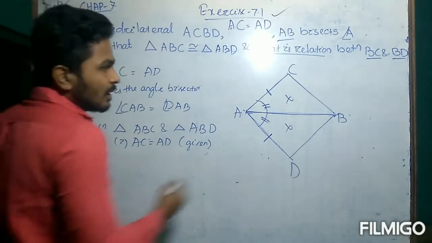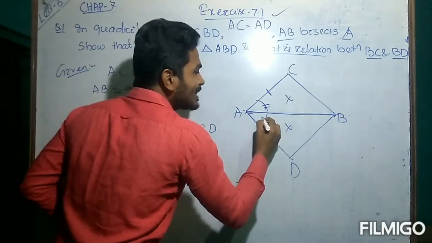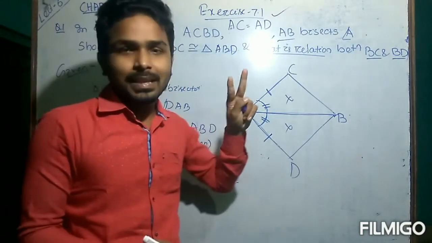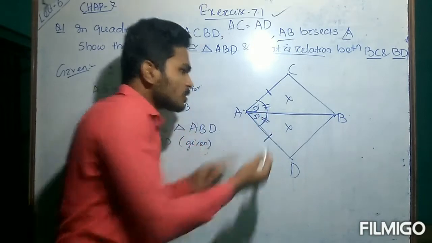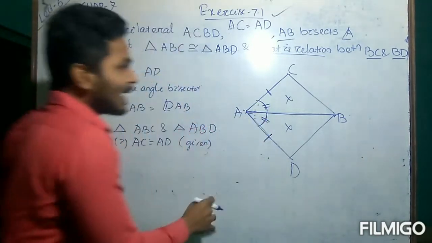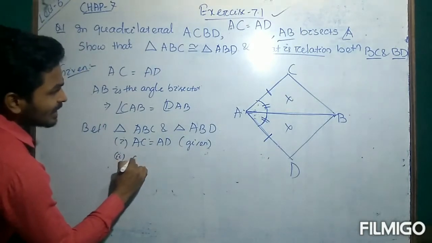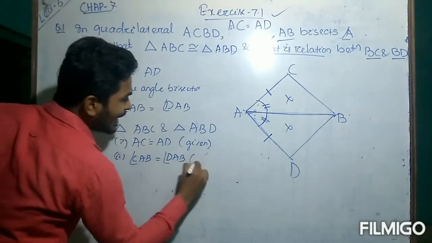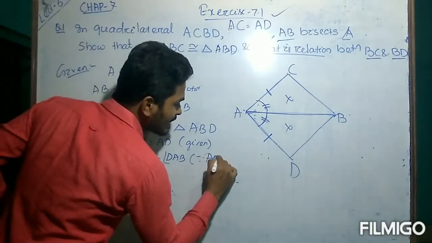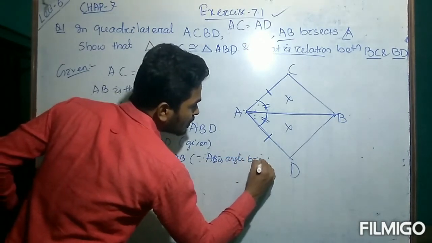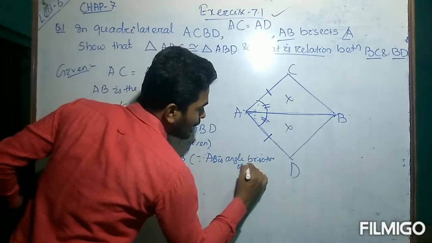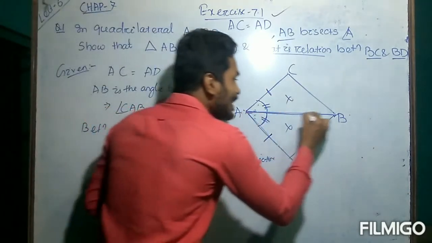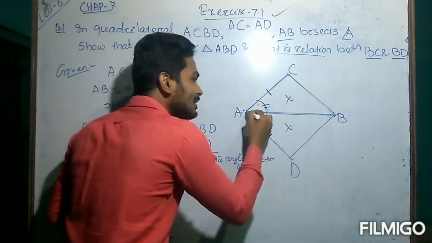Second, this angle of this triangle is equal to this angle. Why? Because this is the angle bisector, so it divides this angle into two equal halves. If it is 50 degrees, then the other is also 50 degrees. So you can write that angle CAB is equal to angle DAB. Why? Because AB is the angle bisector of angle A.